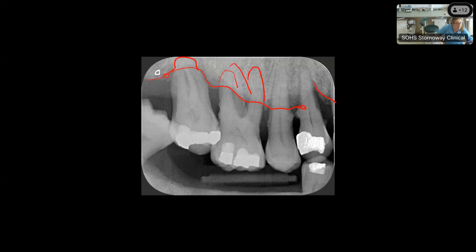We have another nice example here of anatomy giving us radiolucency in this area here. It's a thinner part of the tooth. It's the neck of the tooth, and it's where the bone level should be, actually. Well, maybe about there.